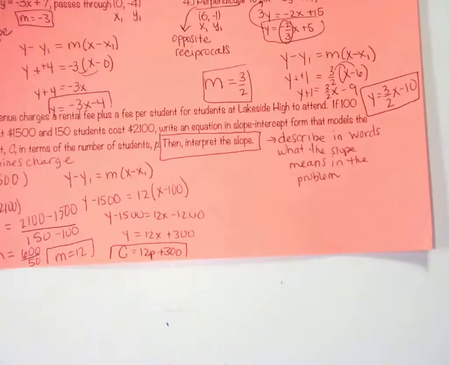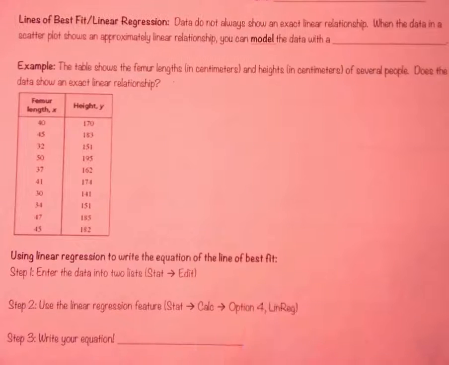Cost per person. You can say that a couple different ways. So for each additional person, the total cost increases by $12. A couple different ways that you could phrase that, but that's essentially getting to what the slope means in that problem. Awesome. Very good. All right. Let's flip it over.